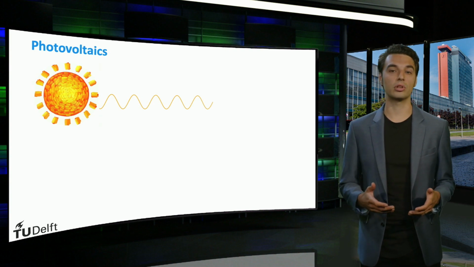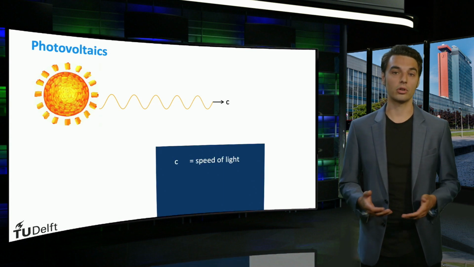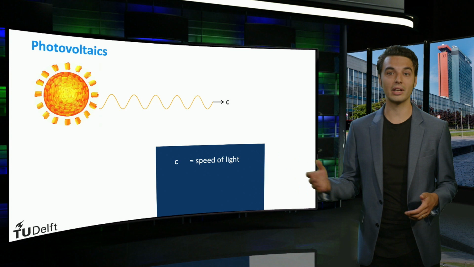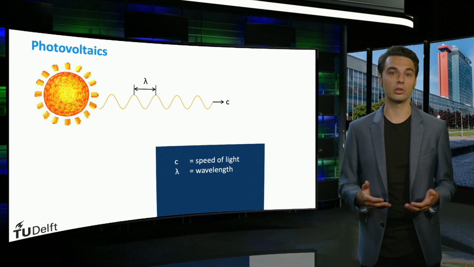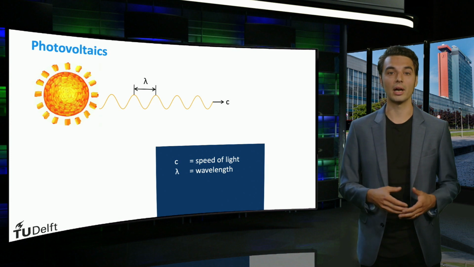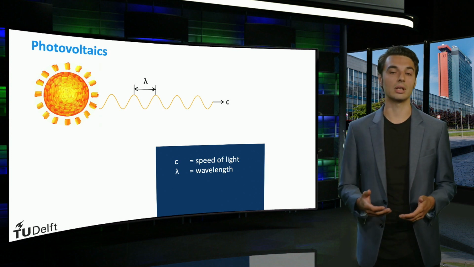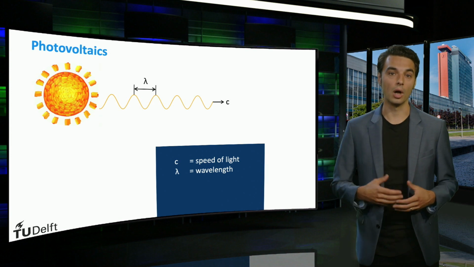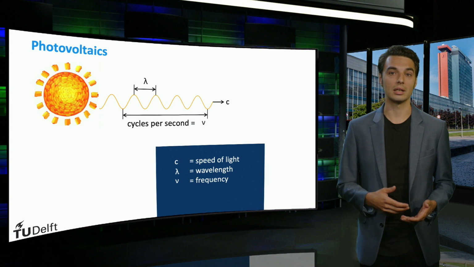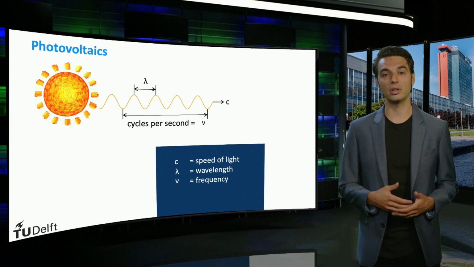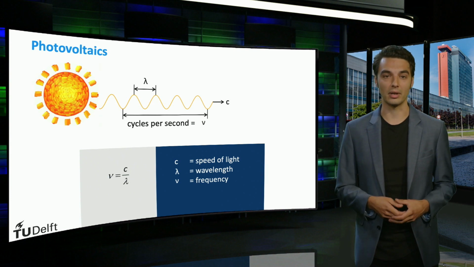The properties of this radiation can in some respects best be described by a wave. Such a wave is shown here, propagating at the speed of light. The distance between two wave peaks is known as the wavelength, indicated by lambda. Over a distance of one wavelength, the wave undergoes exactly one cycle. The number of cycles that occur in 1 second is known as the frequency, indicated by nu. The frequency, expressed in hertz, is equal to the speed of light divided by the wavelength.